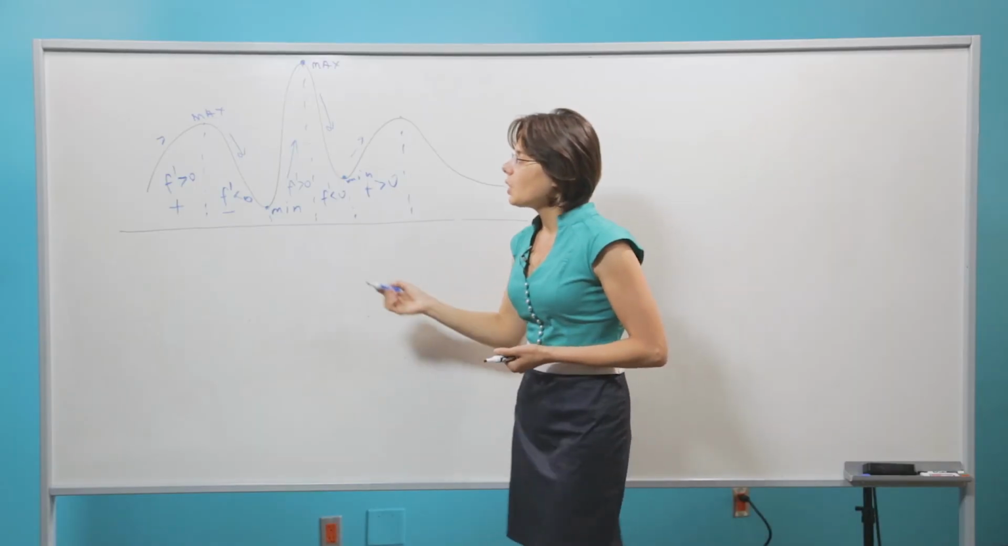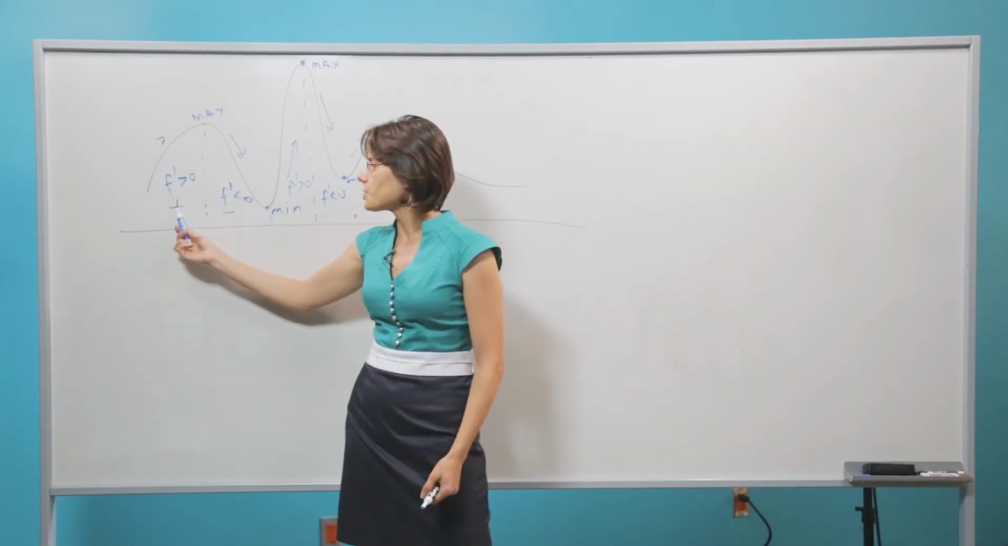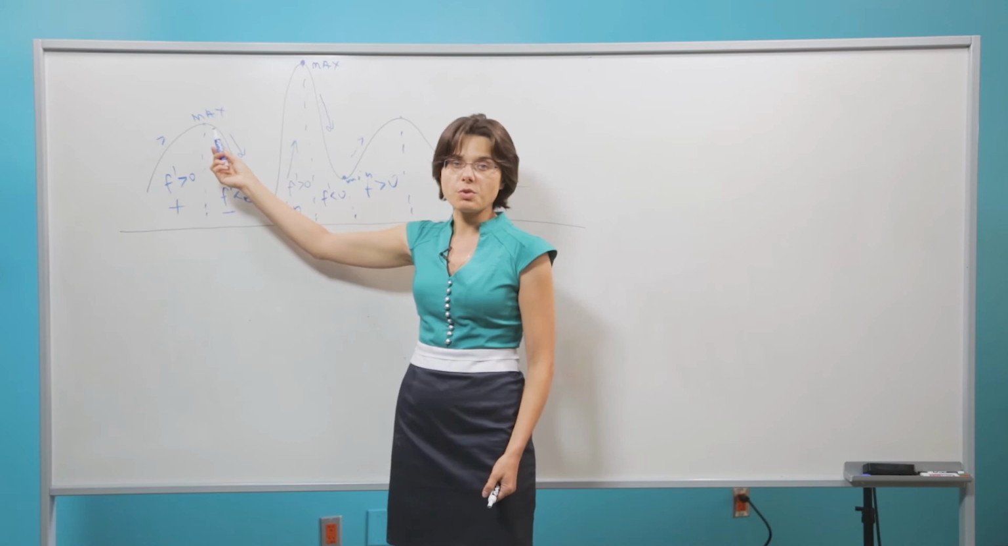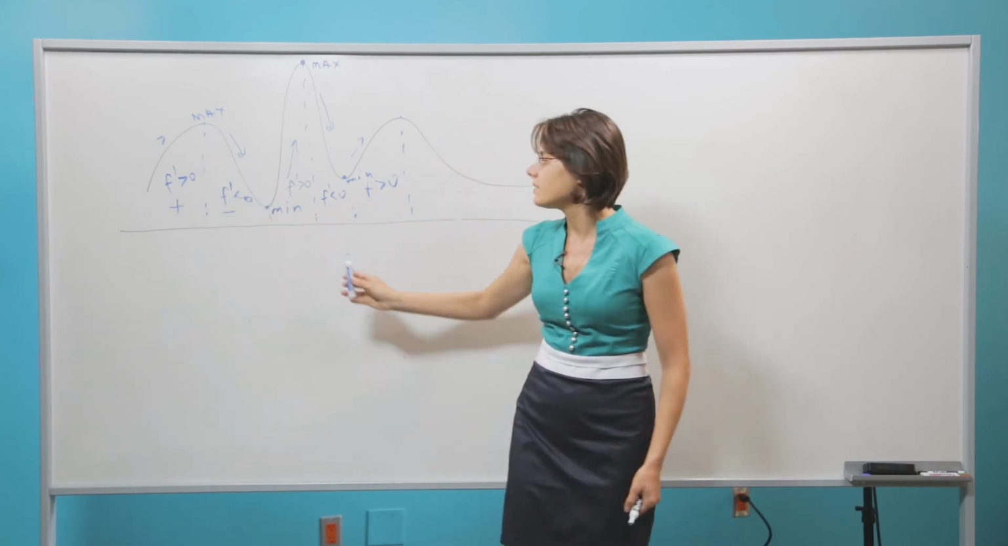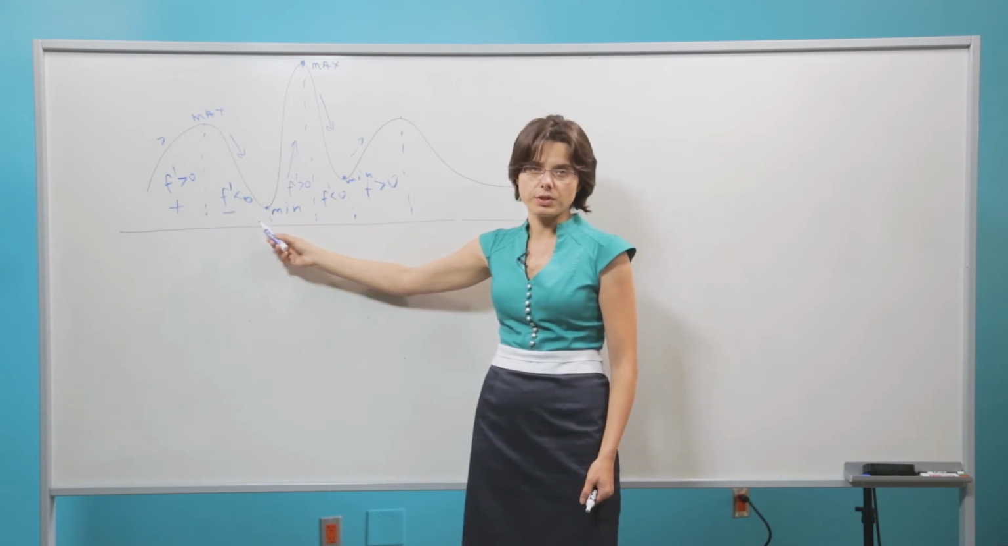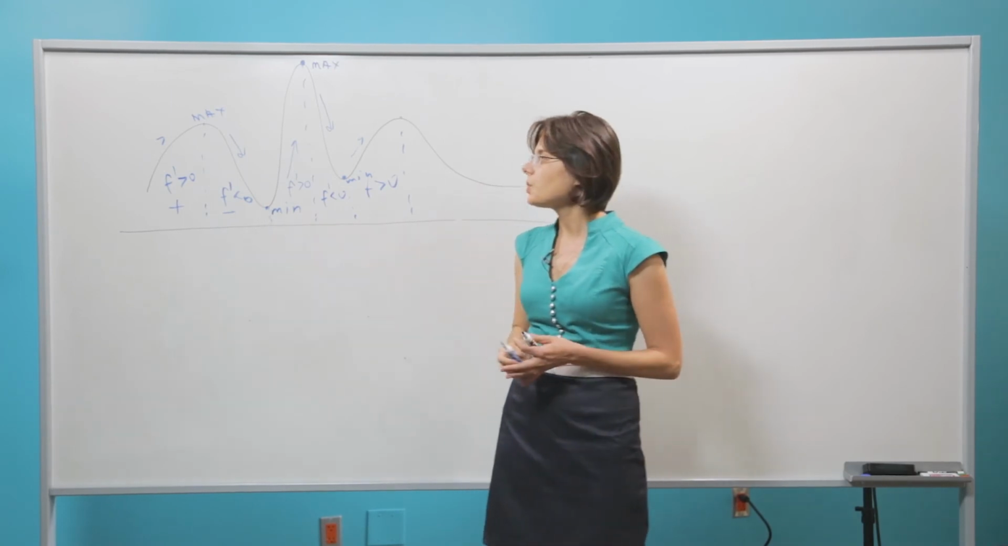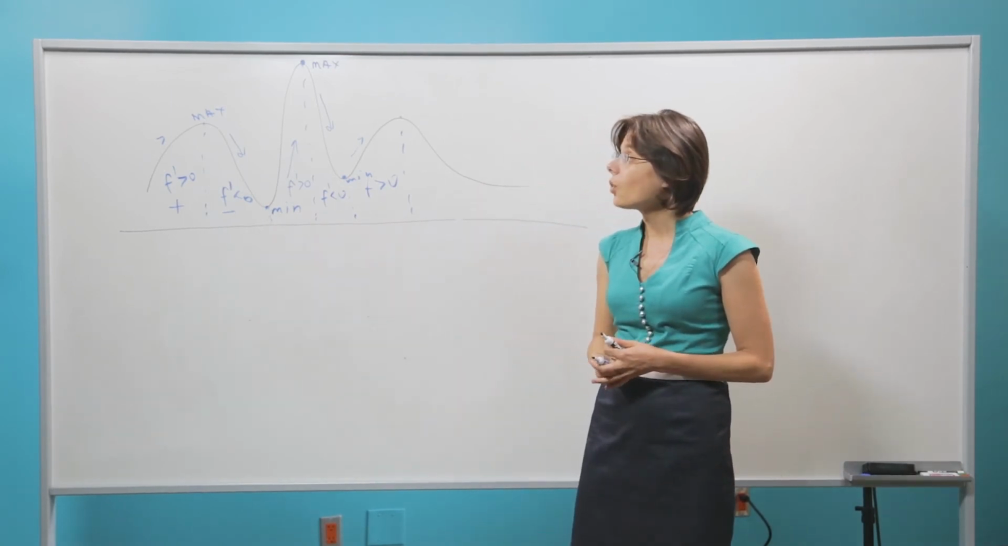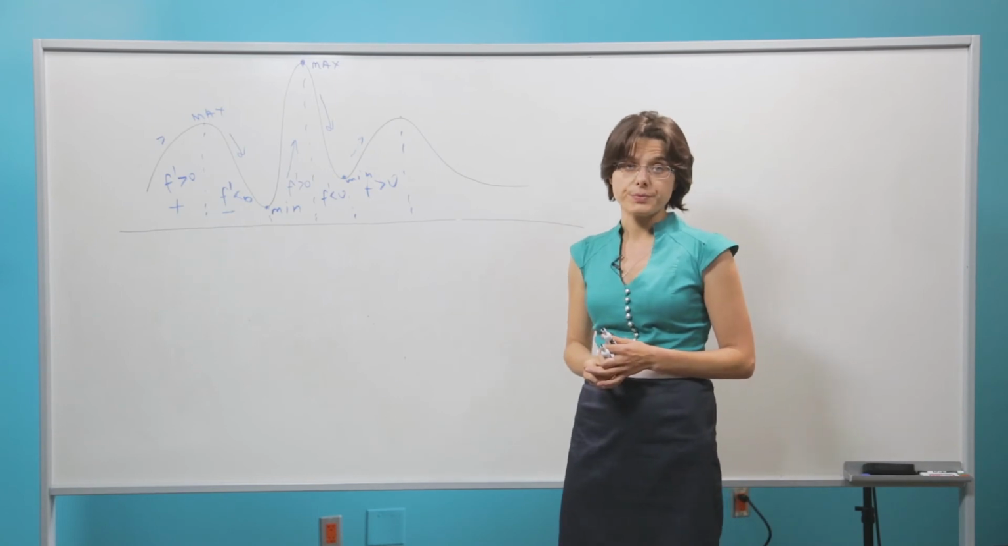So as you see, when the derivative changes sign from positive to negative, we have a maximum point for the function. When the derivative changes sign from negative to positive, we have a minimum point of the function. Those points we call local maxima and local minima points.